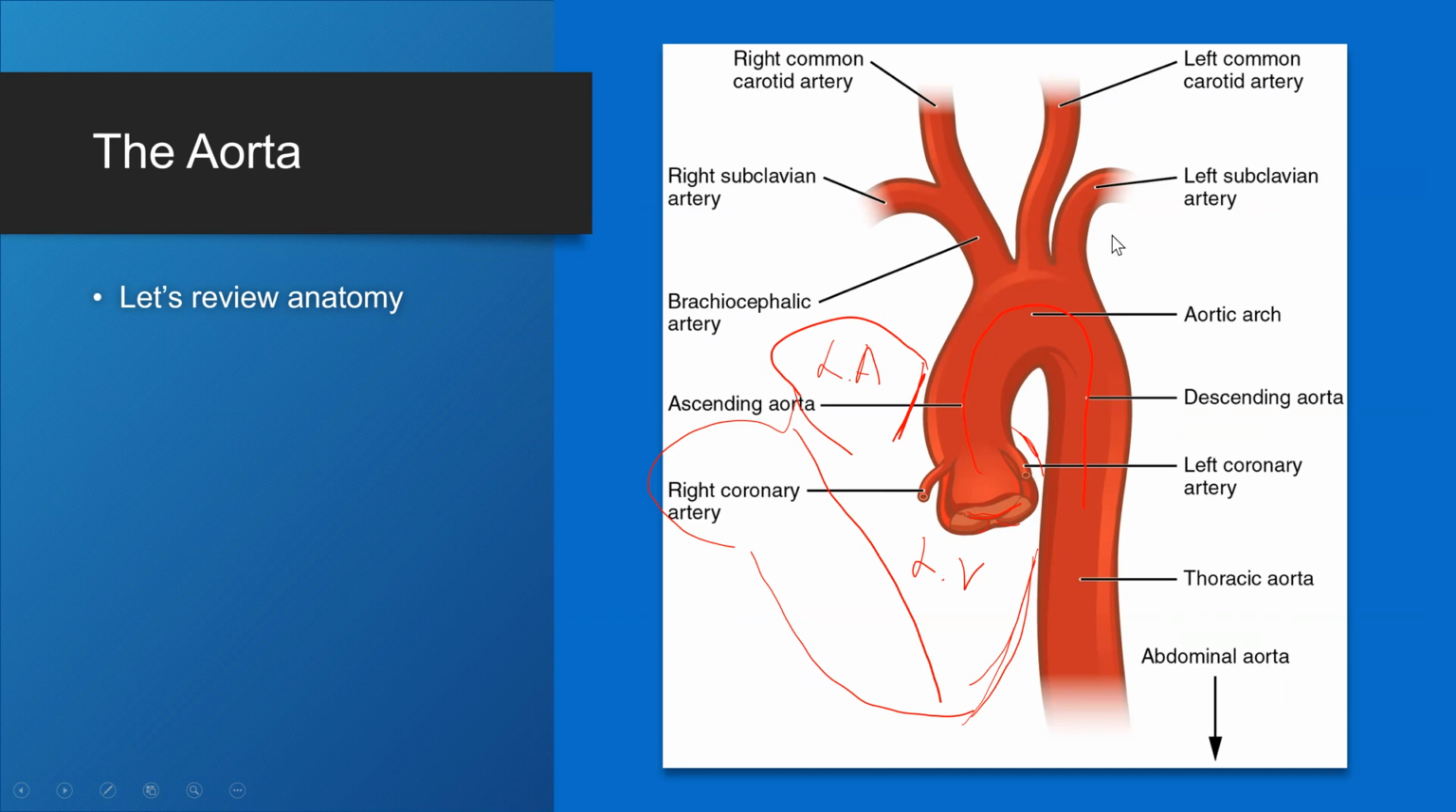Now let's look at the left first. It will be the left subclavian artery and the left common carotid artery. The left subclavian artery will deliver blood to your left arm. The left common carotid artery will deliver blood to your head and to your brain. Now the third branch is the brachiocephalic artery or brachiocephalic trunk.